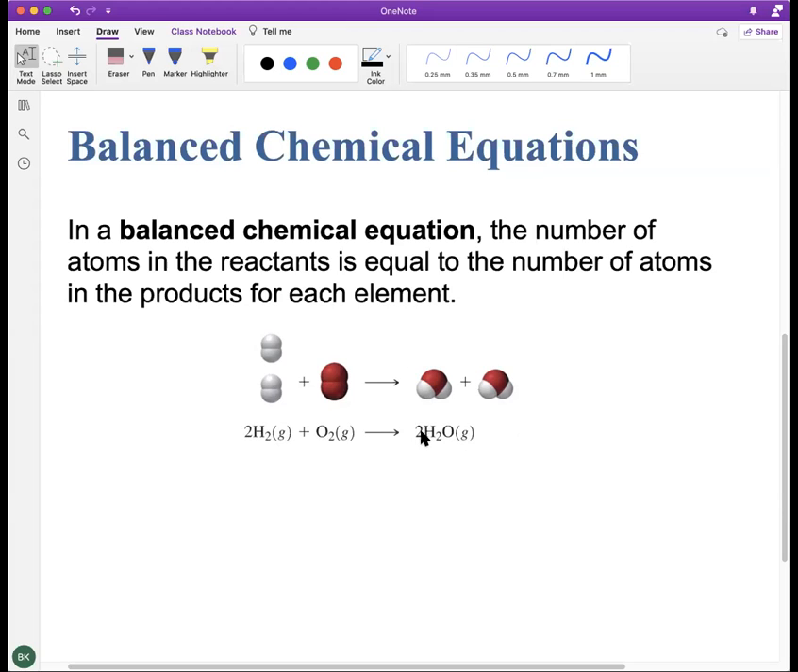Okay, so the coefficients tell me 2 H2O, 1 oxygen, and just so you know, whenever we have one of a species, we do not put the 1 in front of it, and we combine that with 2 H2 gas molecules.